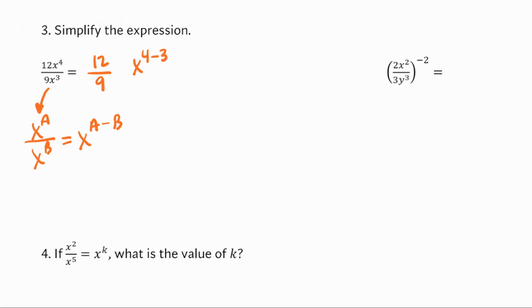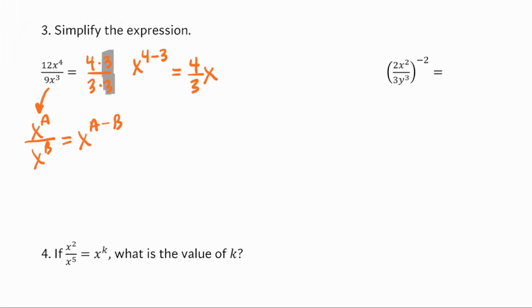Okay, and 12 divided by 9, those both have a factor of 3 in them. So I'm going to write 12 as 4 times 3, 9 as 3 times 3. And then I'll just think about this 3 over 3 here as a 1. And so this is going to be equal to 4/3 of x.